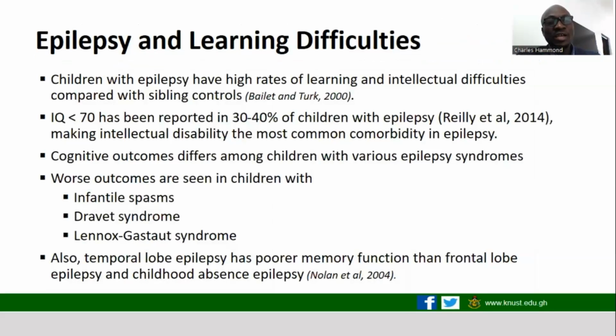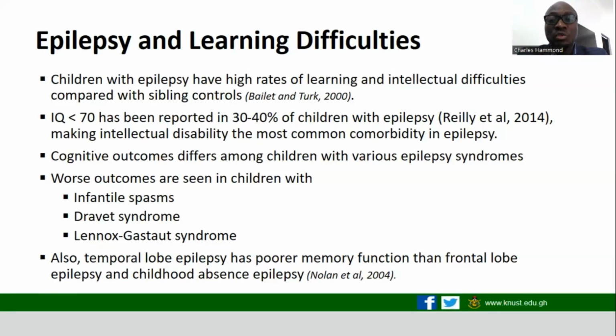So first, we would want to look at epilepsy and learning difficulties. Children with epilepsy have a high rate of learning and intellectual difficulties compared with sibling controls. And this is from a study done in 2000, where they compared children with epilepsy and their non-epilepsy siblings. And it was noted that these children with epilepsies had high rates of learning and intellectual difficulties compared with their siblings. A lot of them, let me say 30 to 40% of children with epilepsy, will have an IQ score of less than 70, making intellectual disability the most common comorbid condition in epilepsy.